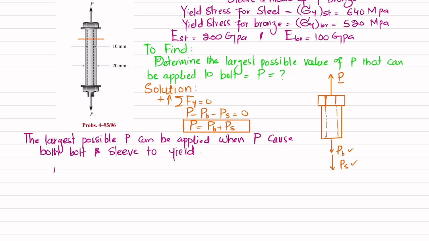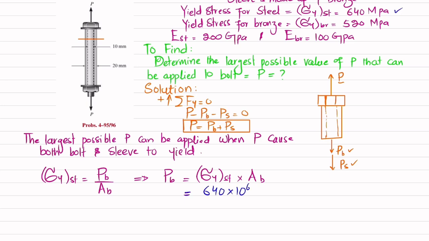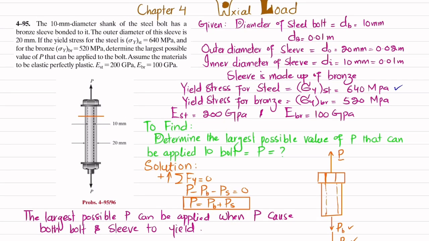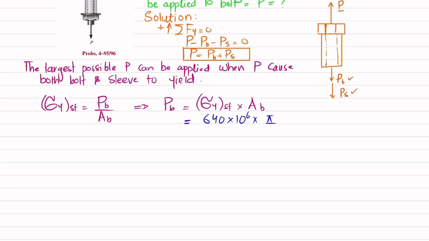So how we'll find this PB? We know that yield stress for the steel is equal to load taken by the bolt divided by area of bolt. So from here, PB will be equal to yield stress for steel multiplied by area of bolt. You can see 640 megapascal is the yield stress for steel, so 640 multiplied by 10 to the power 6 in pascal, multiplied by area of bolt. Diameter is given as 10 millimeter, which is 0.01 meter. So area of bolt is pi by 4 db square, so db is 0.01 square. That will give you PB. This PB will be the load that will cause the yielding in the steel bolt, and when you calculate it, you will get 50.265 kilonewton.